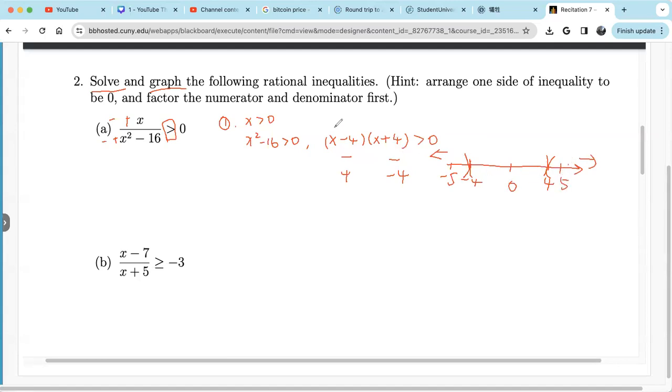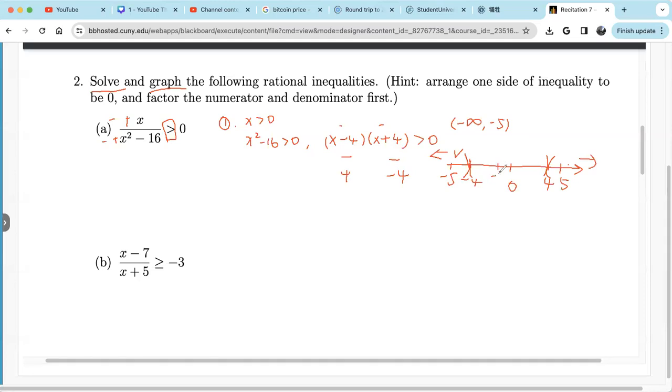Okay, let's say -5. -5, the first one is negative. -5, second one is negative. Negative times negative, positive. So this is in the solution set. So we write from -infinity up to -5. Then we try from -4 to 0.